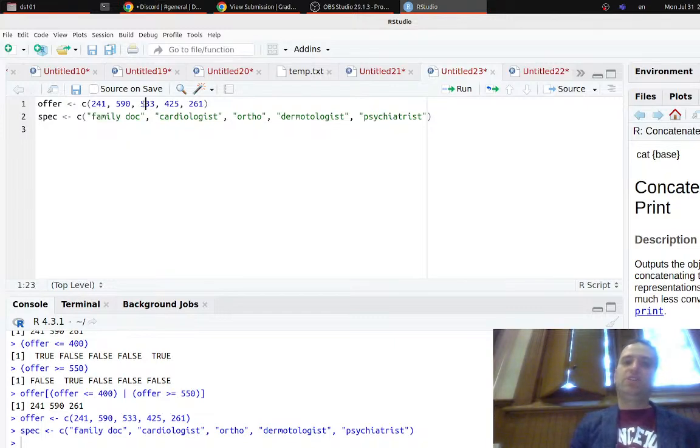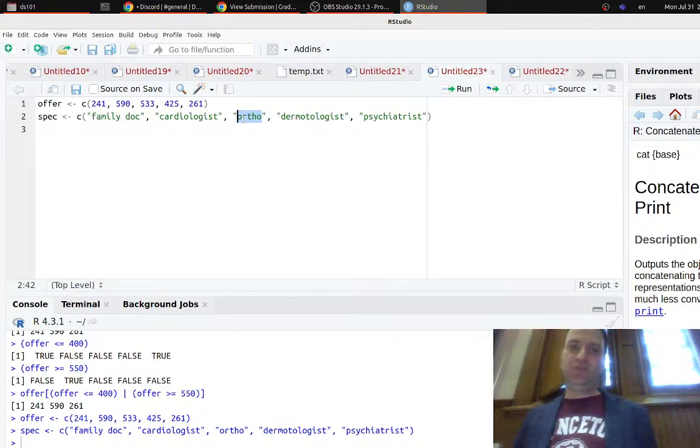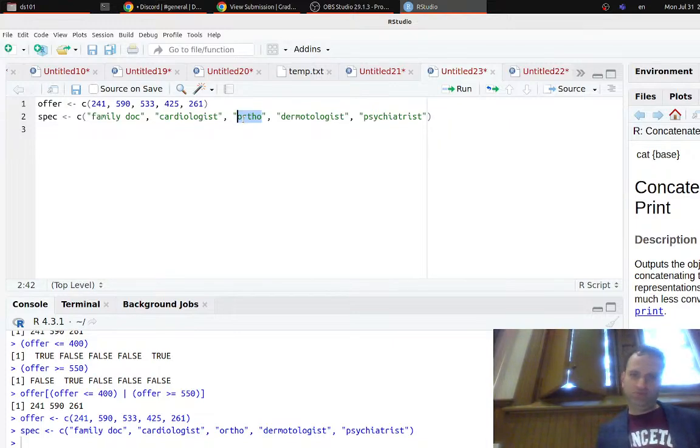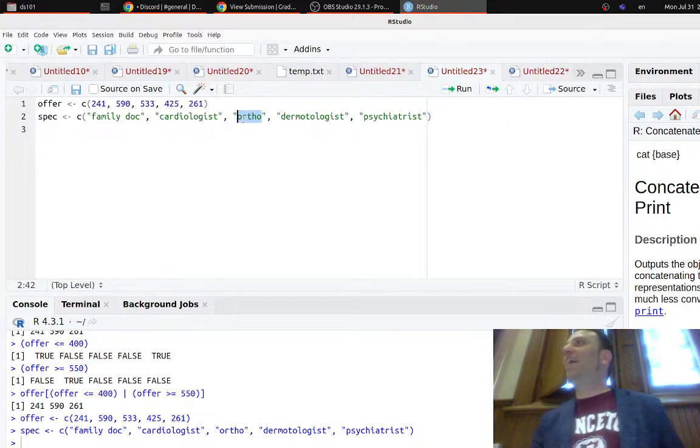So 53 is the salary for ortho. Okay? And this, I see in my notes, this is for 2018. So add, I don't know what inflation was, 20%? I don't know.